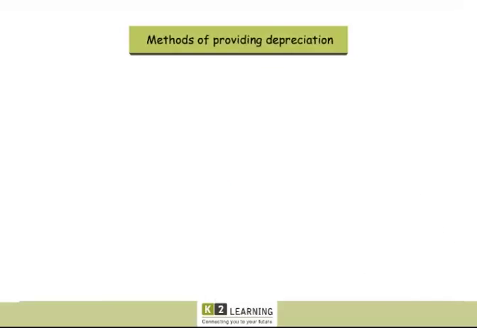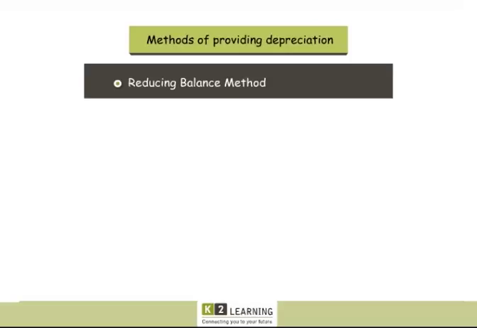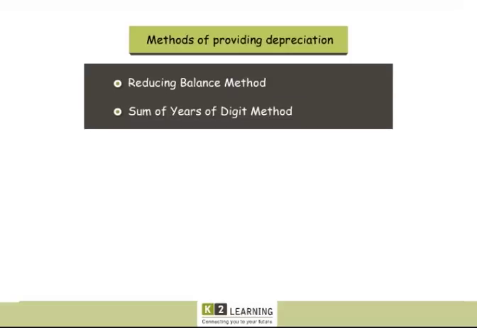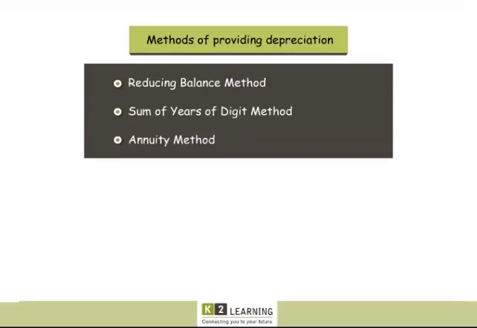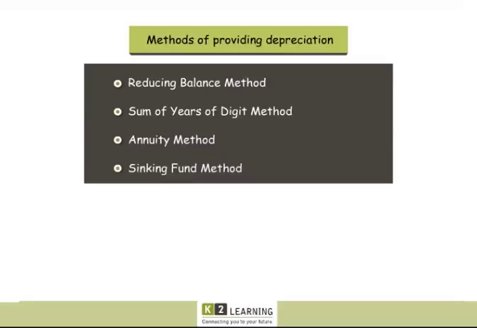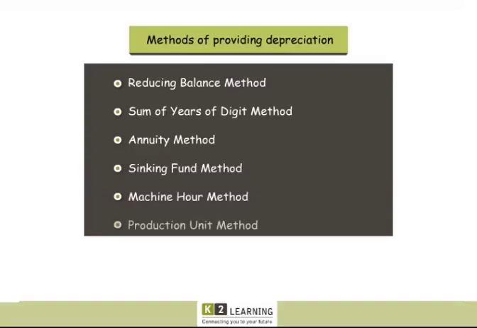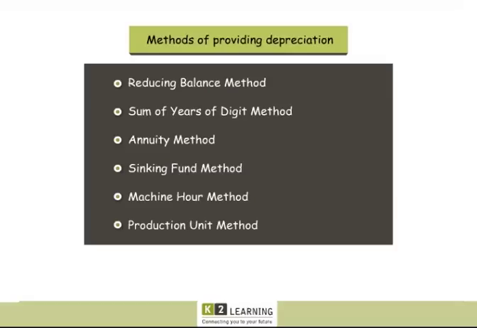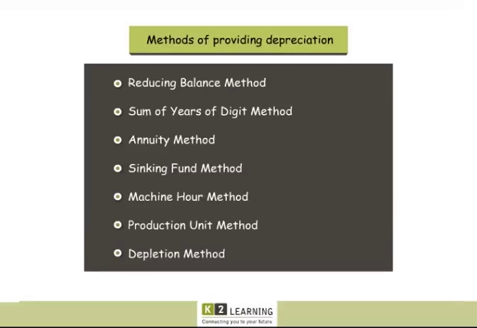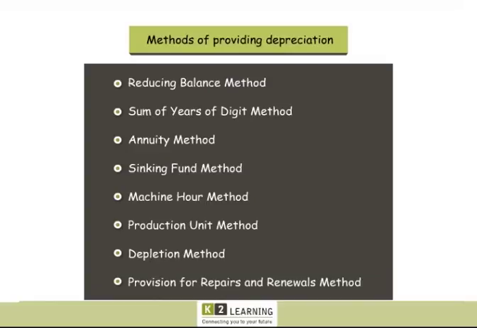Alternatively, companies can also adopt any of the following depreciation methods: the reducing balance method, the sum of years of digits method, the annuity method, the sinking fund method, the machine hour method, the production unit method, the depletion method, and the provision for repairs and renewals method. Let's see how depreciation is calculated for each of these methods.